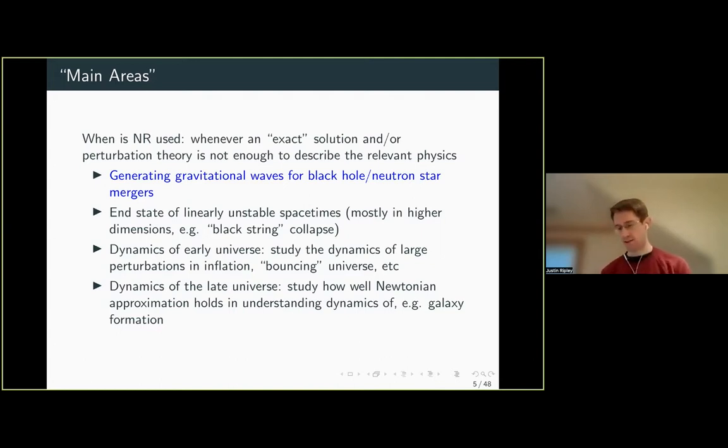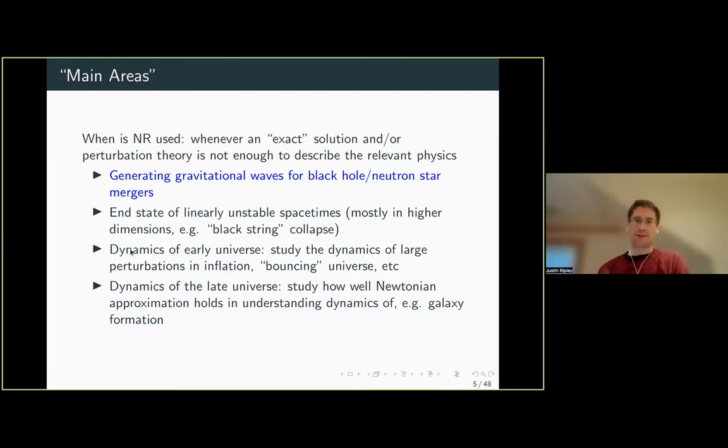This being said, numerical relativity is used in a lot of other contexts as well. So you can look at the end states of space-times that have some sort of linear instability, and you want to know where things go at late times. Usually you put them on a computer. This has mostly been used in higher dimensional space-times like black strings and anti-de Sitter space-time.